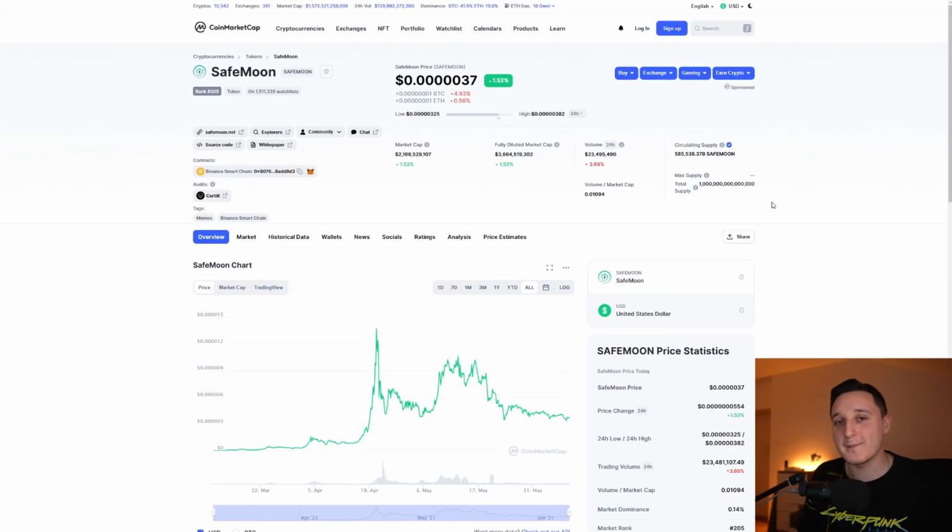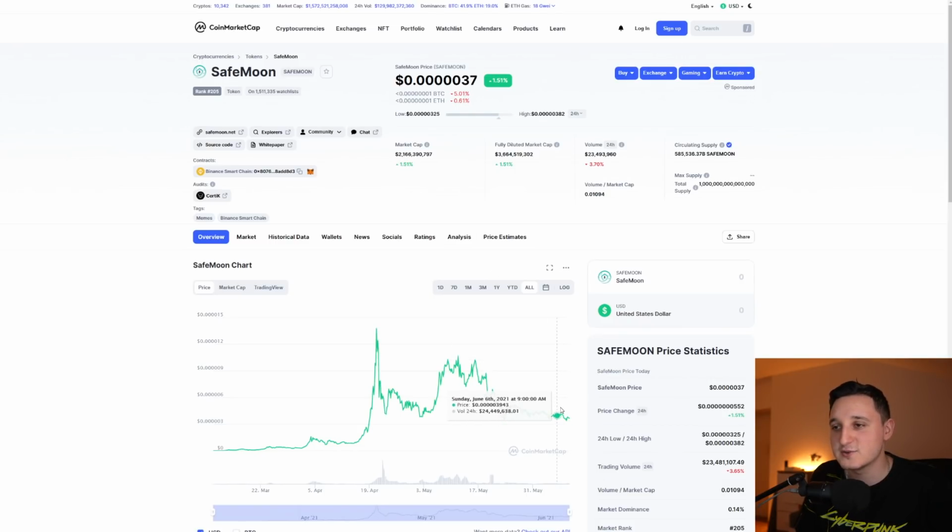So here we are in CoinMarketCap. Let's check out what's been happening to the coin for the last couple of hours, the last couple of days. You can see here the market for it right now is 2.16 million dollars, so 1.5% up. Basically, the fully diluted market cap is $3.6 billion, as you can see, and the volume in the last 24 hours is $23 million. This is awesome to see. So we're kind of going up right now.